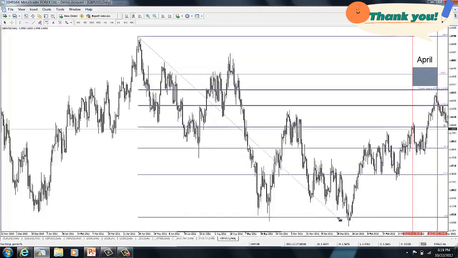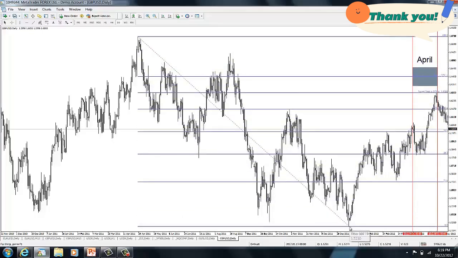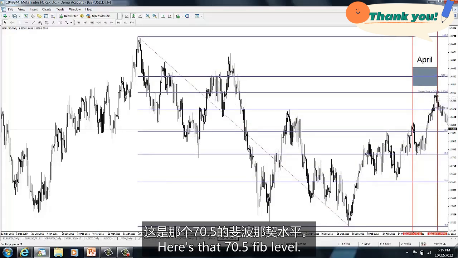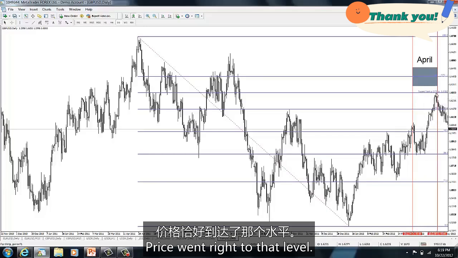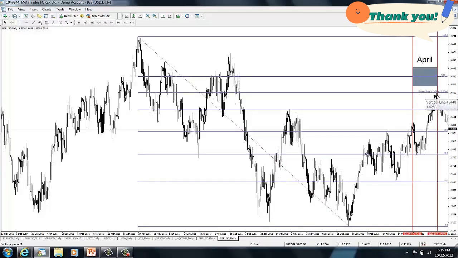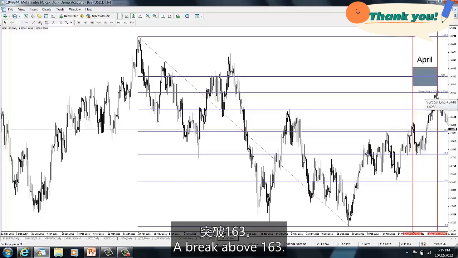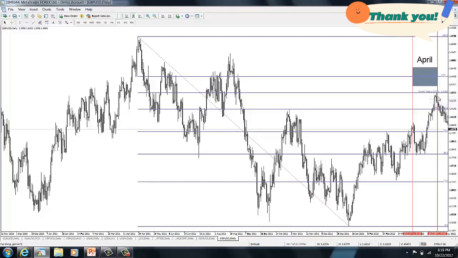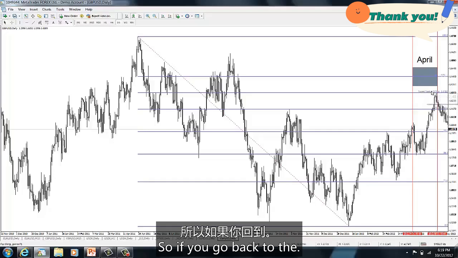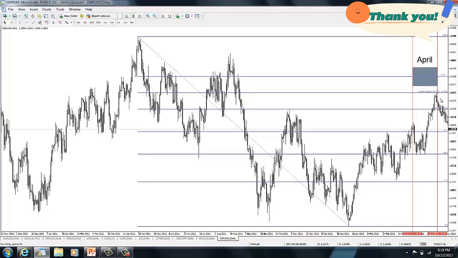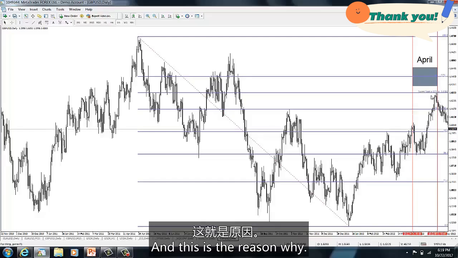Okay, so let's pull that up. You can see here's the sweet spot. Okay, here's that 70.5 fib level. Price went right to that level, exactly to that level. Okay, and I posted a market review and a daily review suggesting that I would be shorting at 163, a break above the 163 figure. Okay, so if you go back to that time frame and look at the videos, you'll actually see me talk about being short here. And this is the reason why.